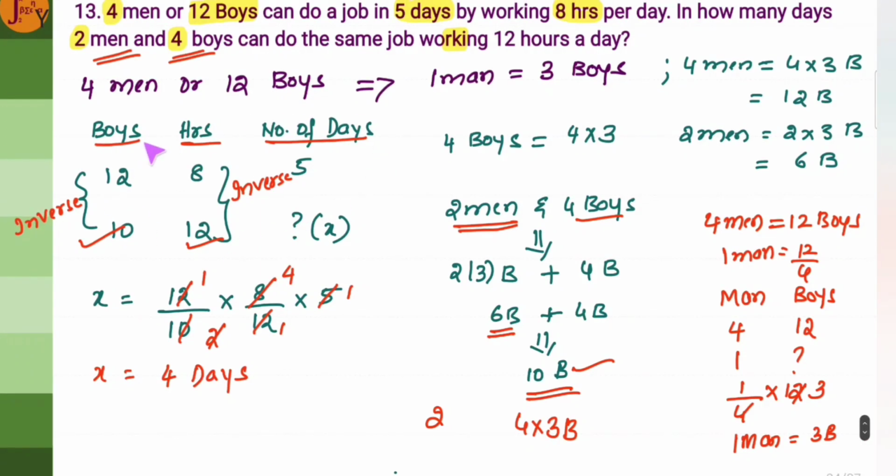So there are 3 parameters here. We'll take boys versus number of days. 12 boys will take 5 days. 10 boys will take more days, right? Because the boys have reduced. So obviously it's going to take a longer time to complete the work because there are fewer boys. So it is inverse here. Why inverse? The fewer the boys, the more the number of days. One reduces, the other increases. If you reduce the boys, days is going to increase. So that's why it is inversely proportional.